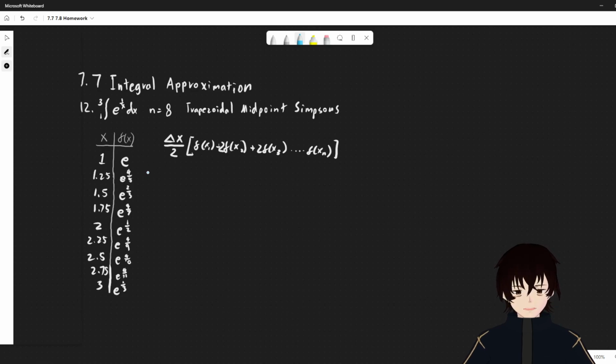Oh yeah. Delta x, that's a minus b. No, b minus a. b minus a over n. So that's 2 over 8, so that's 1 over 4. So we got 1 over 8. Let me actually switch my color. 1 over 8 times e plus 2 times e to the power 4 over 5 plus da da da da da da. All the way up to e to the power 1 over 3.